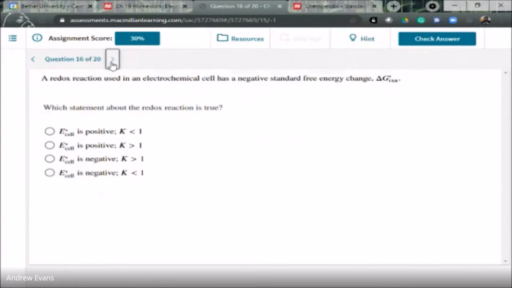Now, this one is just thinking about this. If E cell is positive, delta G is negative. If delta G is negative, the reaction is spontaneous. Is it product favored or reactant favored? Well, if it's spontaneous, it's product favored. If it's product favored, that means you'd have a large K. So you have a negative standard free energy, so E is positive. Which of these statements would hold true if delta G was negative?